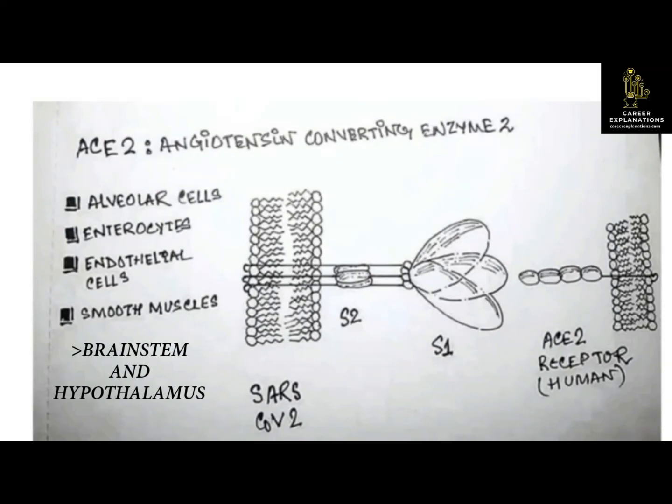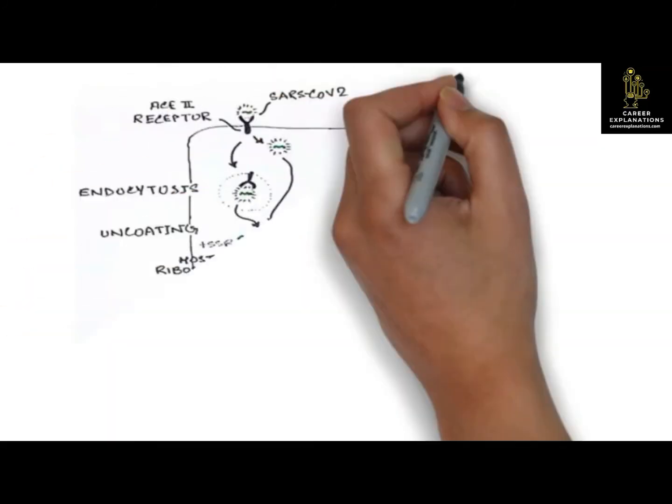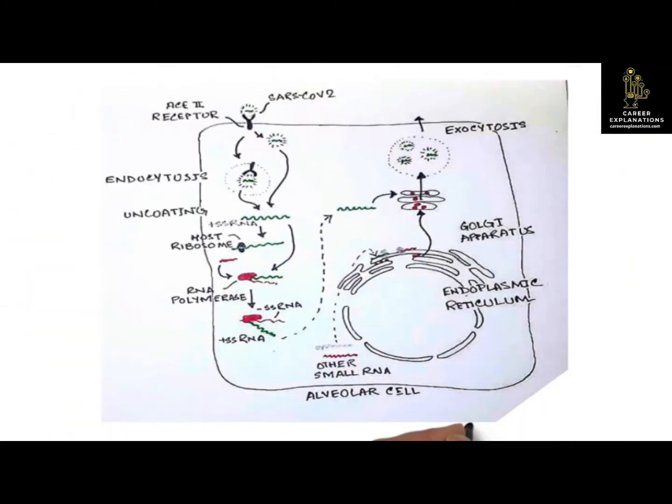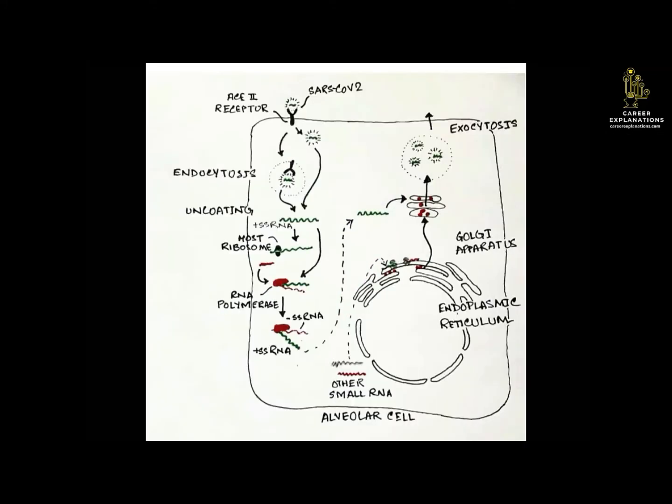Now that we know how the spike protein interacts with the ACE2 receptor, we'll now discuss the viral life cycle. As soon as the SARS-CoV-2 virus and ACE2 receptor come close to each other, the virus is internalized via endocytosis. On reaching the cytosol, it begins to uncoat and release its genetic material. The positive sense single-stranded RNA, with the help of host ribosome, translates RNA polymerase. Since RNA polymerase is used for transcription, it transcribes negative sense single-stranded RNA.